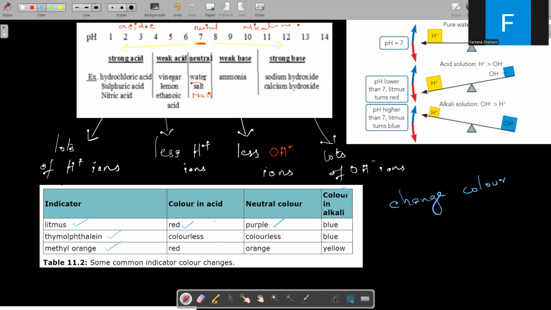reaction that's going on, and substances with opposite chemical effect to acids are needed to reverse that change. And these are called bases, like alkalis. So what happens in an alkali? Like when you use litmus to test an alkali, it turns blue.